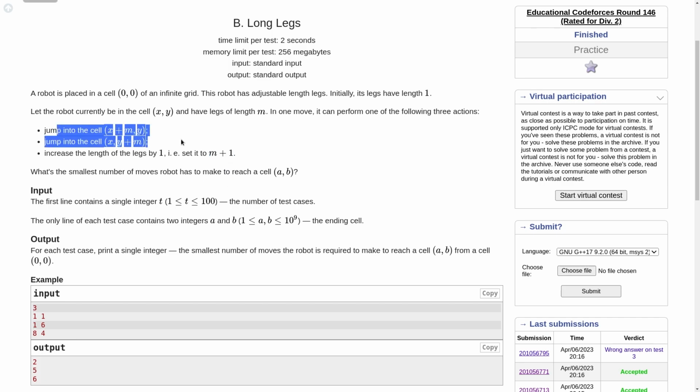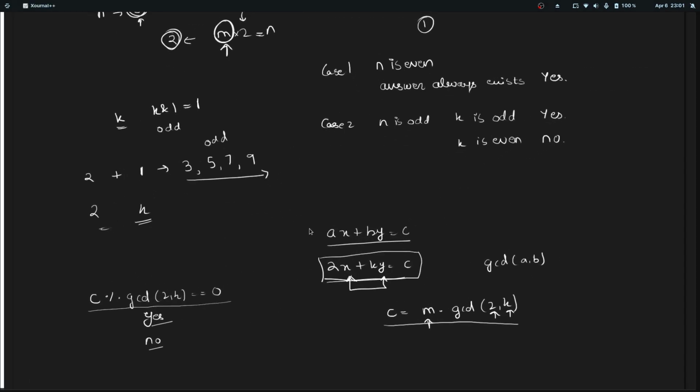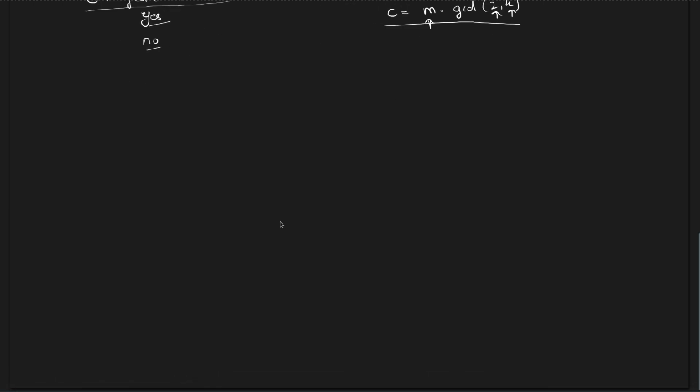You will observe that all the values are only incremented, we cannot decrement them. Initially we are at cell 0 and we want to reach cell x comma y. We have to tell the minimum number of steps such that we can reach the cell a comma b following these operations, and in one operation we can perform one of these steps. This question is very interesting, and you'll have to make a couple of observations.